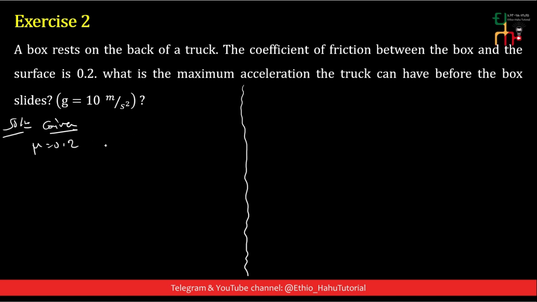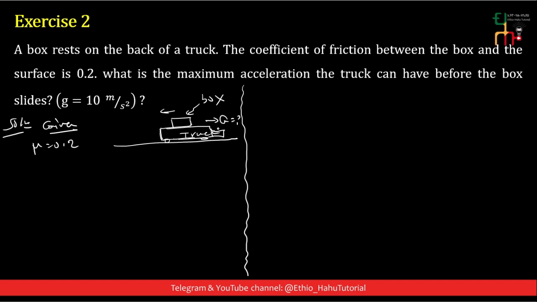Let's have free body diagram. Here's the truck. On the truck we have a box. This box, and this is truck. When the truck accelerates with an acceleration a, the box tends to slide to the left because the box rests on the truck. But the box as well as the truck will have the same acceleration.